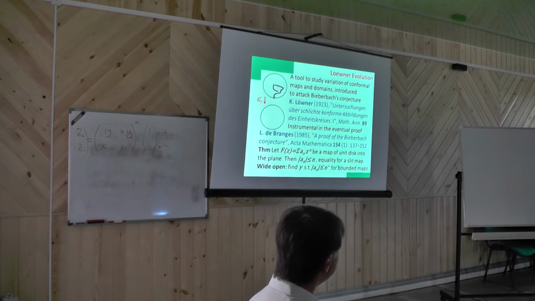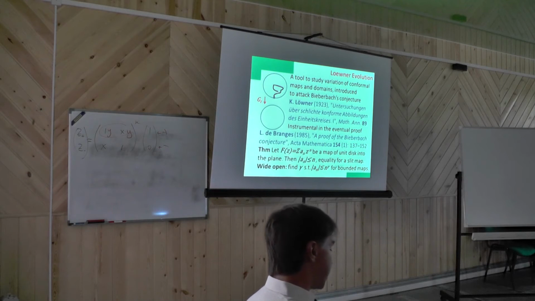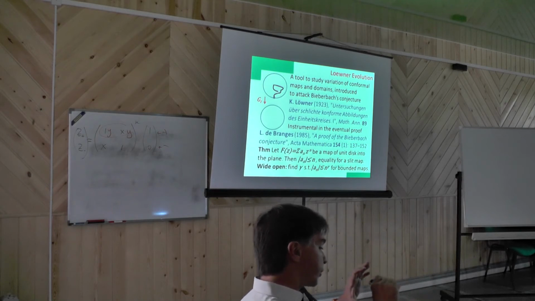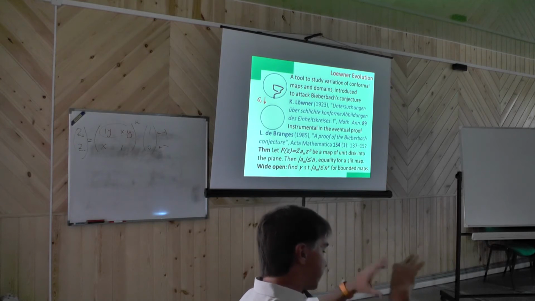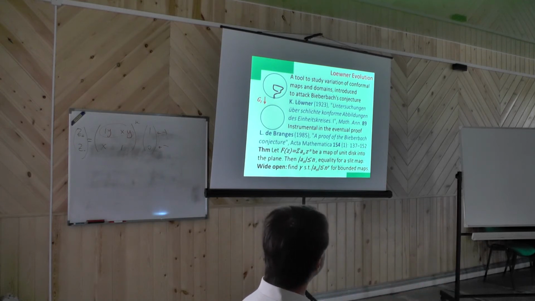What would be the best estimate n to the power gamma, what is the value of gamma, is still wide open. And the reason is that for Bieberbach's conjecture, the extremal map is a map of a disk to a plane with half line removed. And in this case, it's a plane with some fractal removed, and we don't know which fractal.